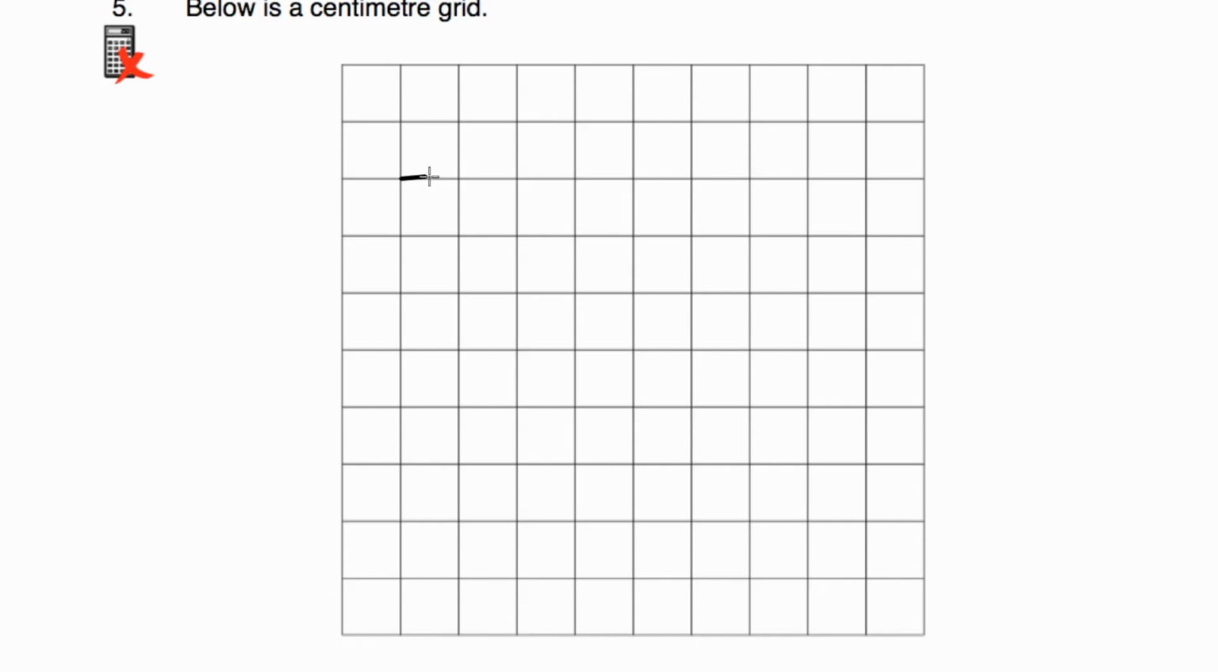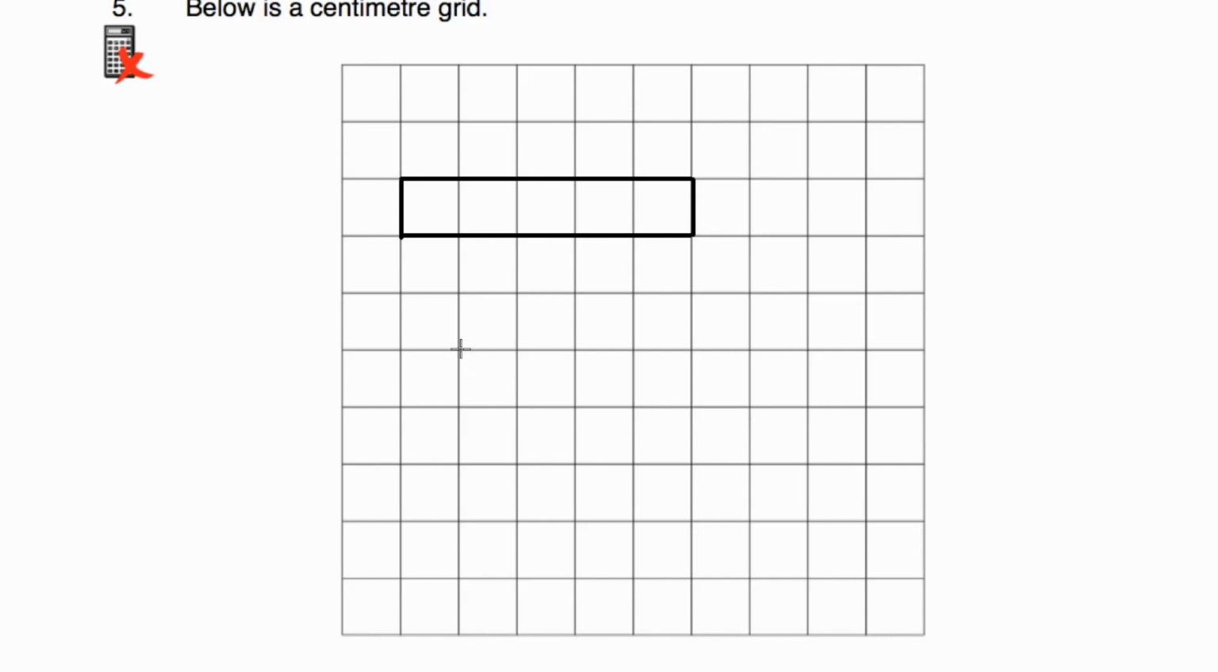So if we start here, we could go 5 centimetres across: 1, 2, 3, 4, 5. So that's 5 centimetres. And then we could go down 1, that'll be 6. That's half of 12, so we're halfway there. If we go back across another 5, that'll be 11. And if we go up 1, that'll be 12. So that rectangle would have a perimeter of 12 centimetres. Let's just check: 1, 2, 3, 4, 5, 6, 7, 8, 9, 10, 11, 12. So there's a rectangle with a perimeter of 12 centimetres.